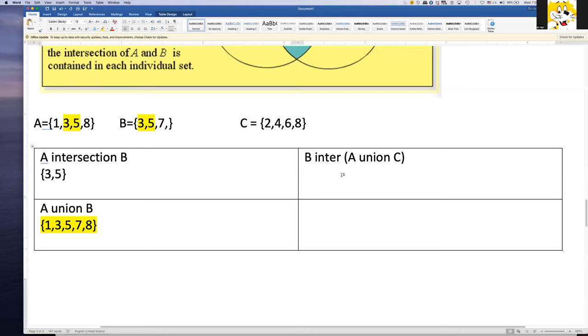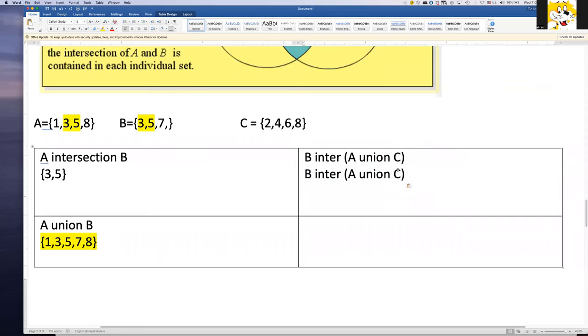Okay. So now let's look at the bad one, the last one. Whenever you have parentheses, people, you always do what's inside the parentheses first, okay? Always do what's in parentheses first. So inside the parentheses, it says A union C. So we're going to look at A here, and we're going to look at C here. So the union between A and C is what? All the numbers included?